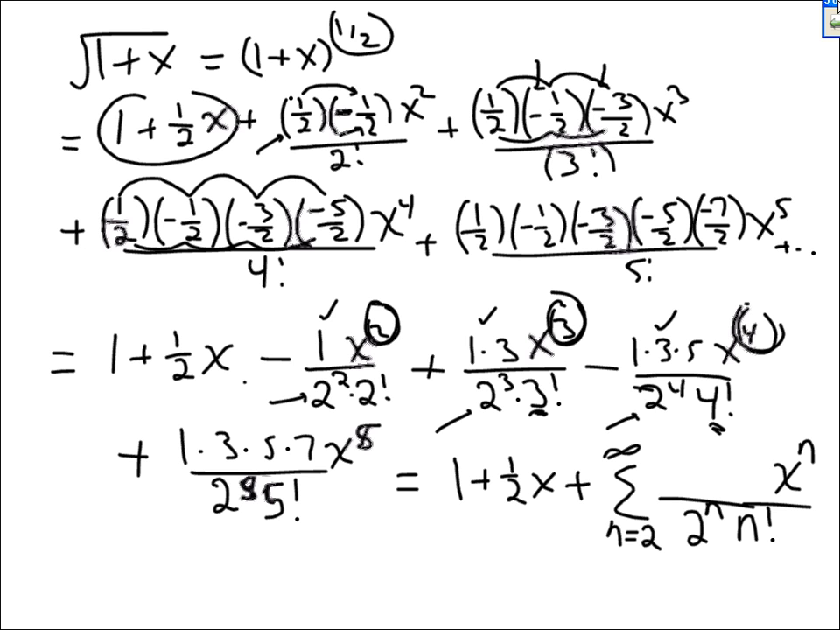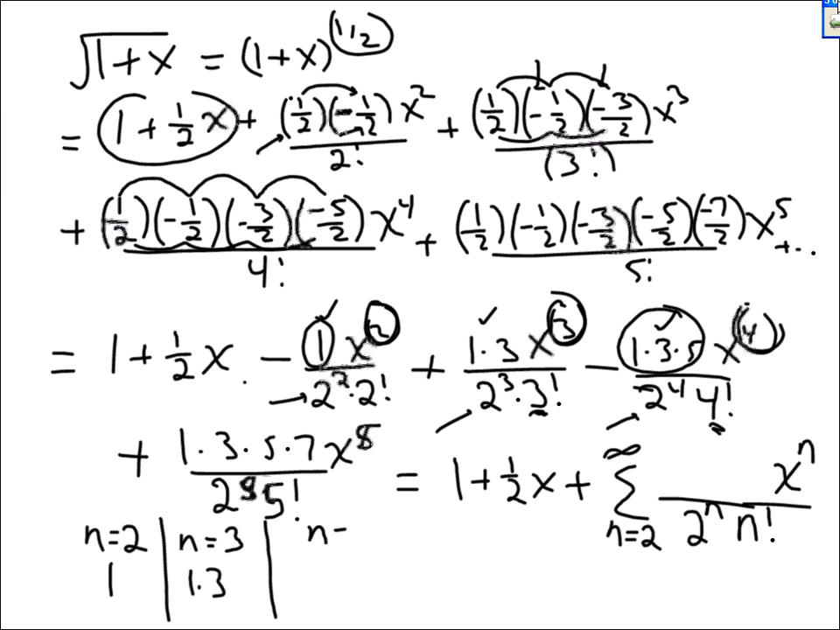The thing that might be a little bit troublesome is the numerator. When n was 2, the numerator was just 1. When n was 3, it was 1 times 3. When n is 4, it's 1 times 3 times 5. And when n was 5, it was 1, 3, 5, 7.